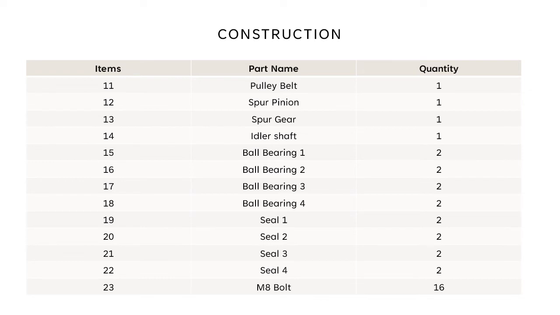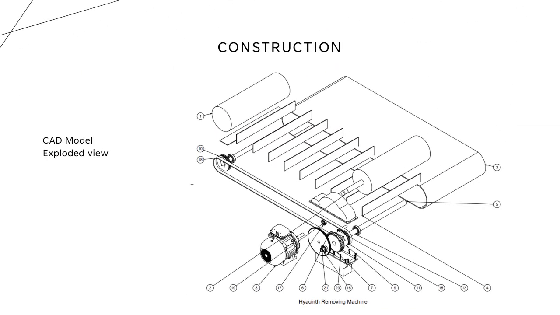The idler shaft, we would require bearings to make the process smooth and to reduce the friction within the gears and the shafts. We would require seals to prevent any leakage of fluid or liquid, such as the lubricant, and to prevent air from getting within the gearbox. And we would require different M-type bolts. So this is the basic construction of our machine, or the idea which we had thought of.